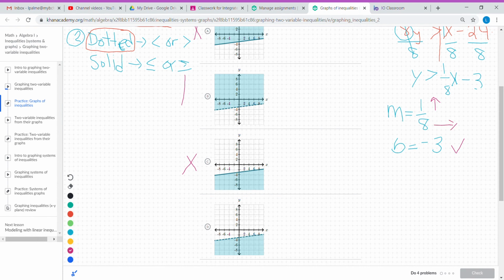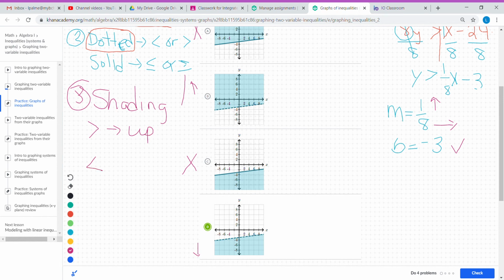So now the only thing that we need to check is our shading. And that's our last piece of information. Shading. Notice one of them is shading up and the other shades down. Now if it's greater than, it shades up. If it's less than, we know values of y are less than, we shade down.